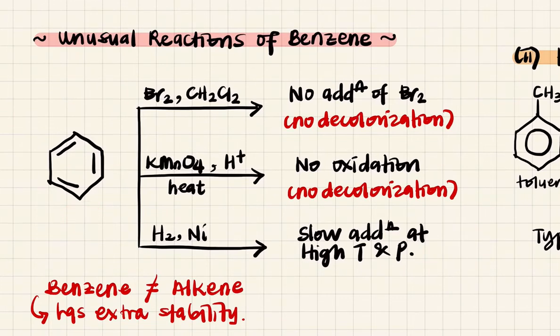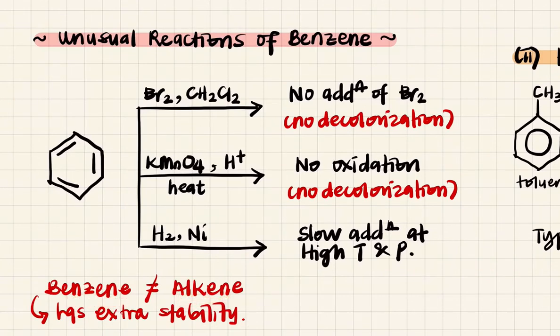Okay, so here, kalau benzene kita try hydrogenate it, okay, boleh. Tapi it is a very slow process. Okay, it will react at high temperature and pressure. Slow addition of H2 at high temperature and pressure. So maksudnya boleh, tapi not likely lah. Kalau awak nak buat pun awak kena ada high temperature and pressure. Okay. So ini nak cakapnya yang benzene is not the same as alkene.